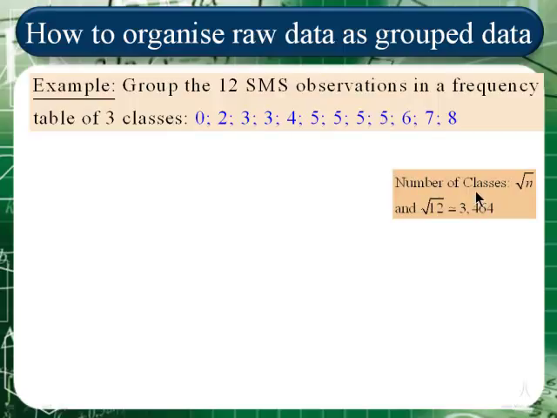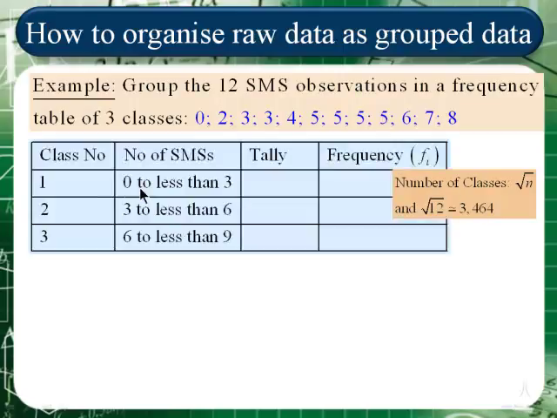Now, one method, and please, there is more than one available method. I challenge you to go to Google and find out different ways in which you can decide how many classes there must be. One easy way is simply to take the square root of the sample size. In other words, the square root of 12 is approximately 3 point something, and for that reason we can organize this raw data as grouped data in which we have 3 classes.